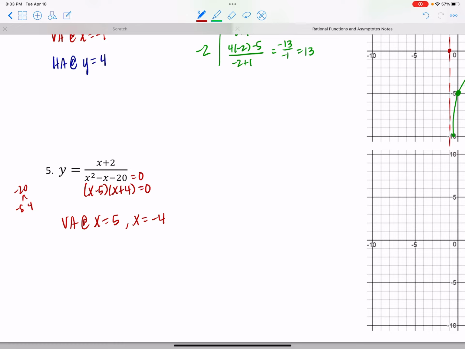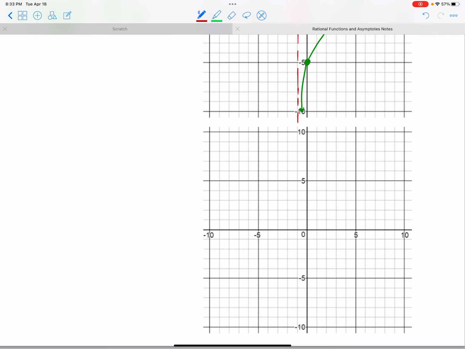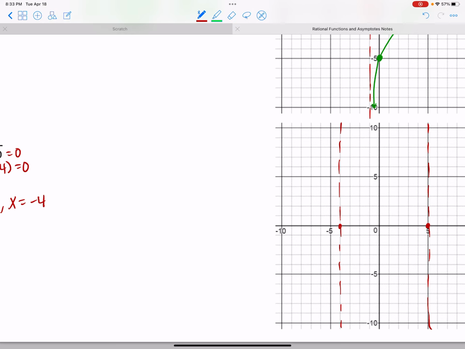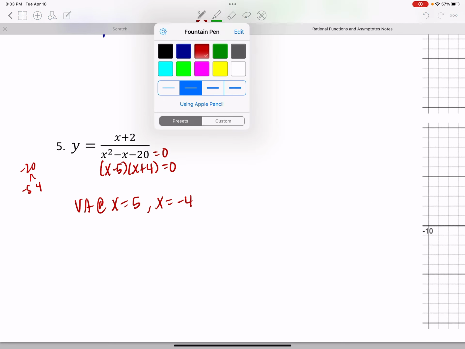No good. So I'm going to go to x equals 5 and say, okay, I'm going to have a vertical asymptote there. Go to x equals -4 and say, alright, got to have a vertical asymptote there. Okay, so there's those. And now let's find the horizontal.